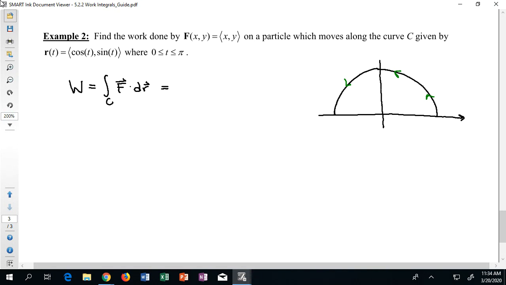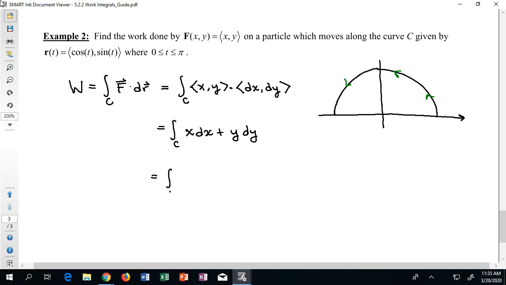Notice that here I can say that my F is simply my x, y vector. My dr I can imagine as my dx, dy vector. And when I do the dot product between these two, I'm going to end up with an integral of x dx plus y dy. And I can easily convert that because I already have the parameterization of the curve.